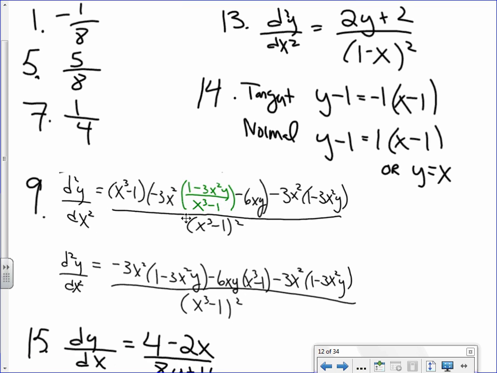For people that weren't here on Friday, when you get the second derivative, you take the derivative of the first derivative. But if you have any dy dx in it, you have to replace it with whatever dy dx equals. That's where that came from.